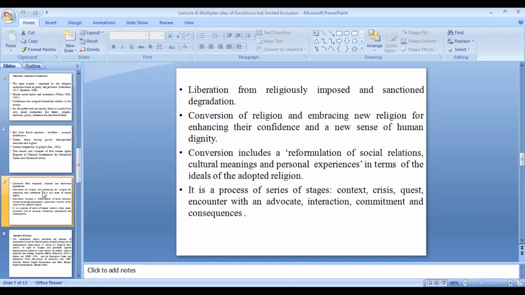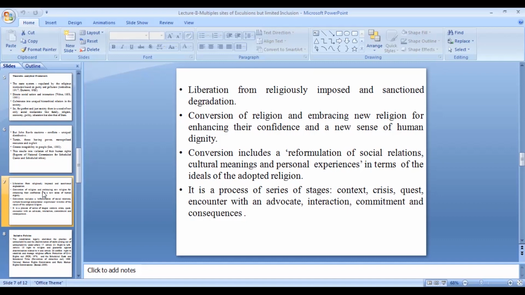Conversion includes a reformulation of the social relationships in which they are embedded, like the new religion and also the past religion, cultural meanings, and personal experiences in terms of their ideas of the adopted religions.